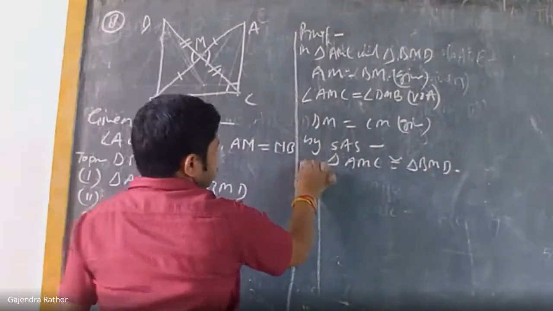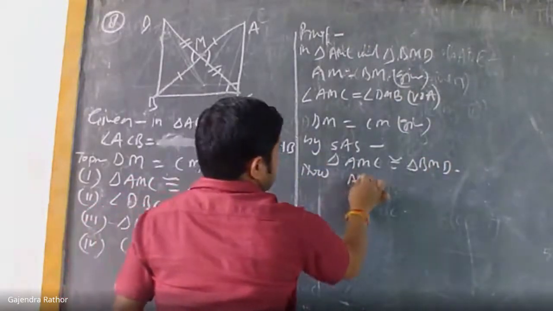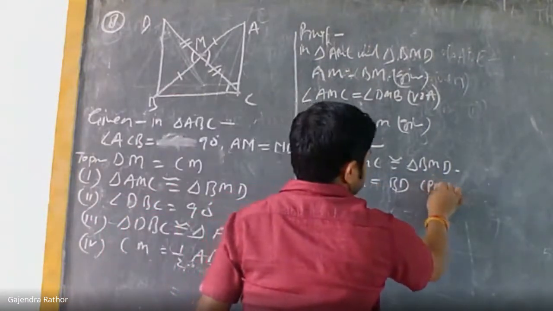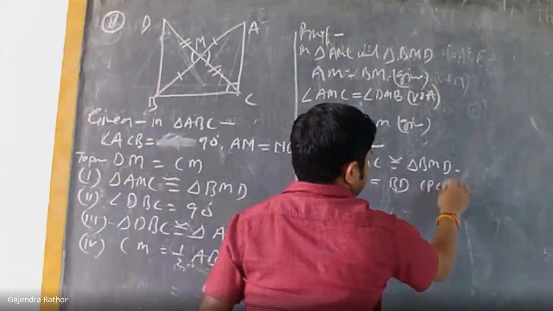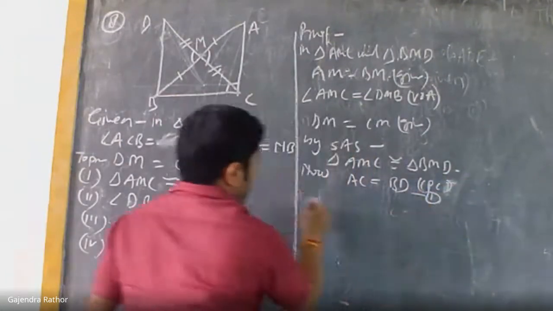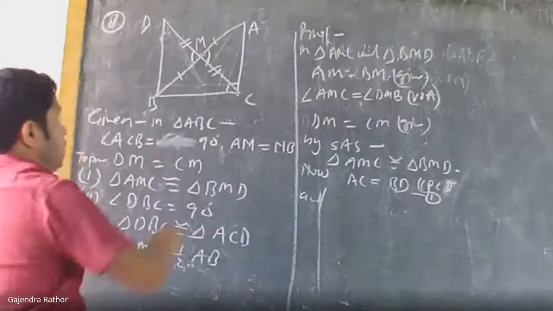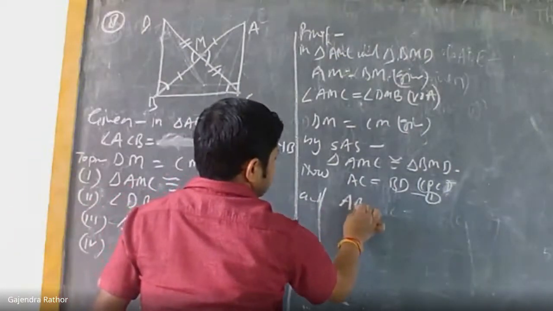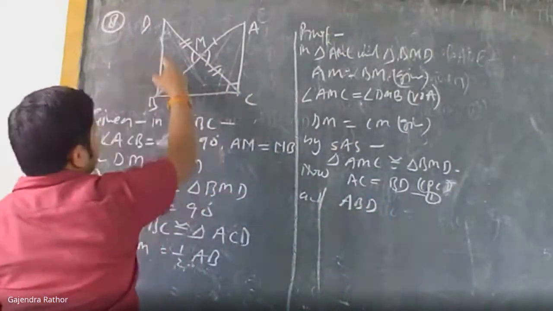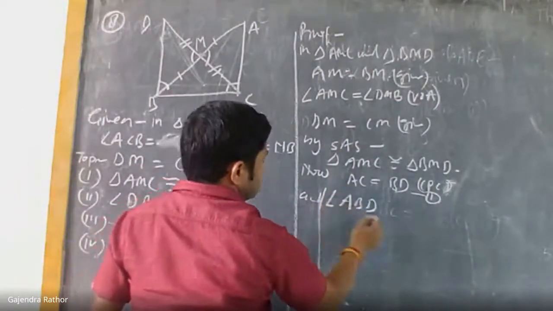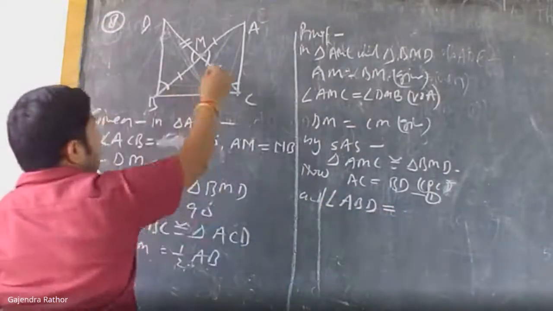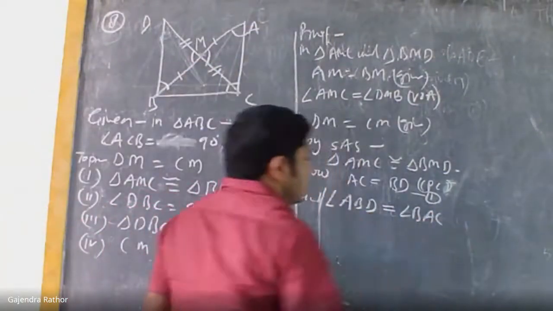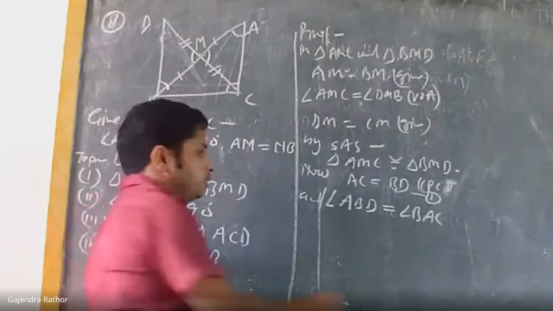BMD. Now AC is equal to BD by CPCT. Equation number 1. And angle ABD is equal to angle BAC. Why are they equal? They are also equal by using CPCT.